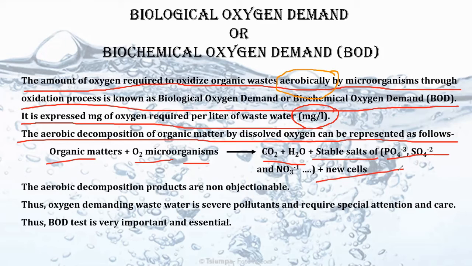So it is quite an easy mechanism of reaction that they follow, and it is written that the aerobic decomposition products are non-objectionable. This means the products that are being formed, that is CO2 plus H2O plus stable salts plus new cells, do not create any harm to the environment because these are natural substances. Okay? So they will not create any harm, right? So they are non-objectionable. That is whatever is written here.